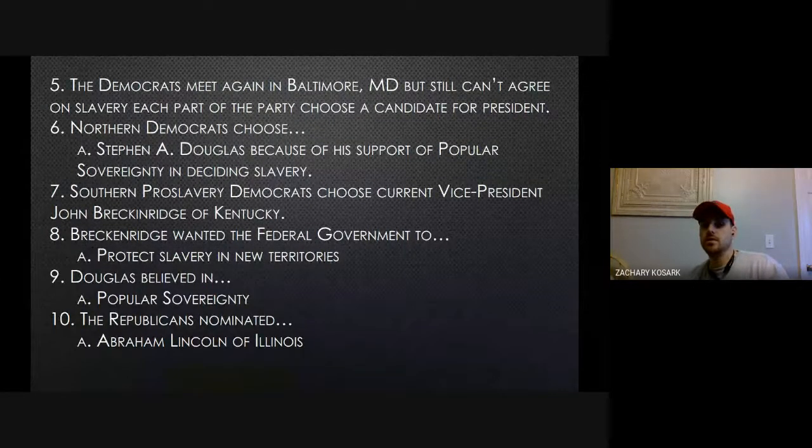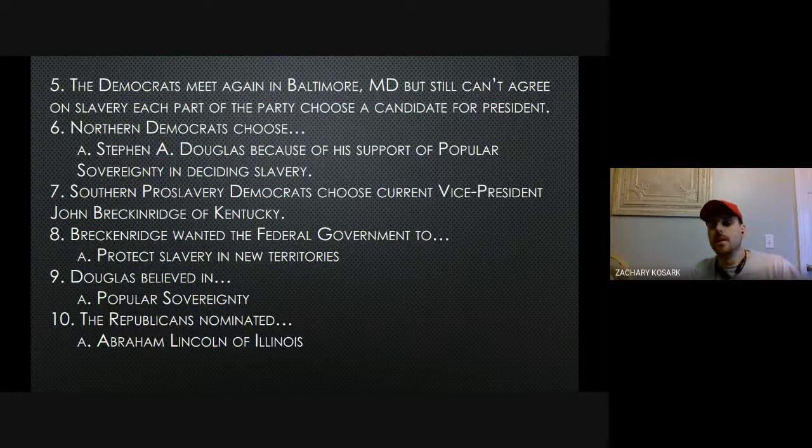So now you have two opposing sides, the Southern and Northern Democrats, with Breckinridge and Douglas both wanting different things. On the other side of the ballot, you have the Republicans. The Republicans choose one person. So now you have Abraham Lincoln, who is going to run as a Republican in this presidential campaign.